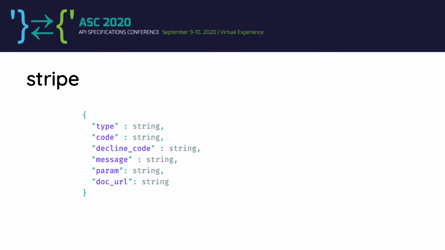More interestingly, the doc URL is very interesting, which returns a URL where you can find more information about the error code that was reported. And the param is also interesting because if the error is parameter specific, the parameter related to the error gets returned. So for example, you can use this to display a message near the correct form field.